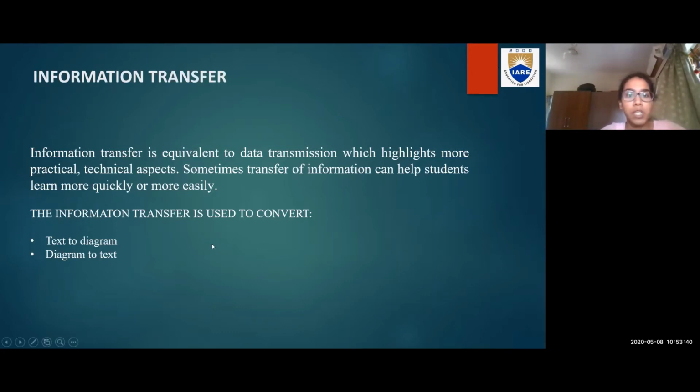Now, information transfer is used to convert text to diagram and diagram to text. So there are two particular ways in which you can do this concept called information transfer. The first way is you convert text to diagram. The second way is you convert diagram to text. Now, in this slide, and in the later slides as well, I am going to concentrate only on how to transfer your information from text to diagram and mainly flowcharts.